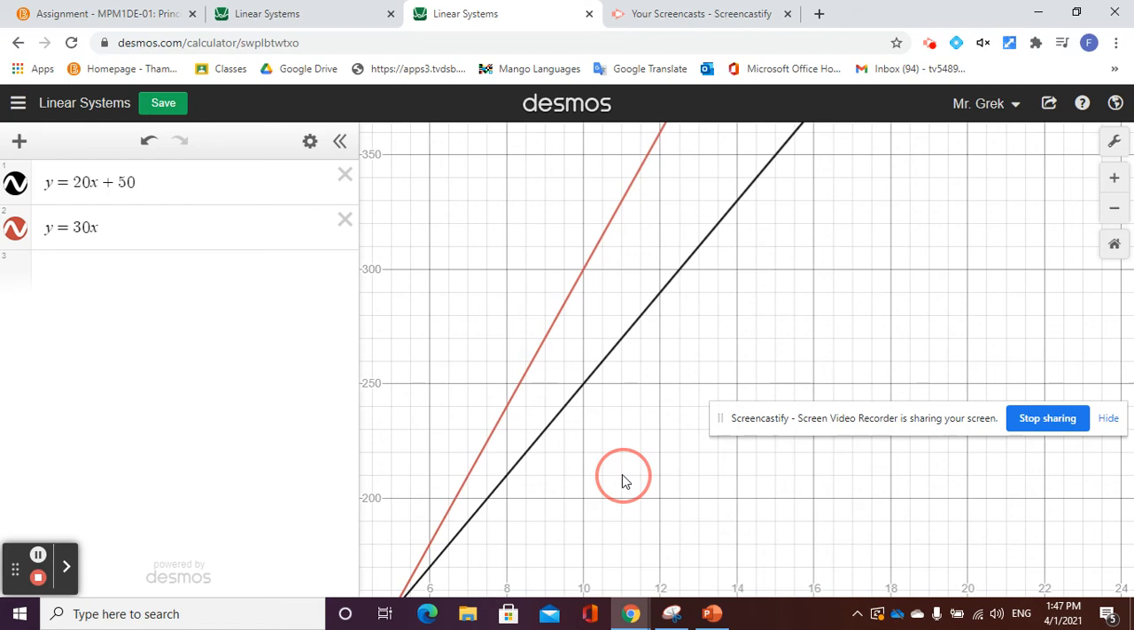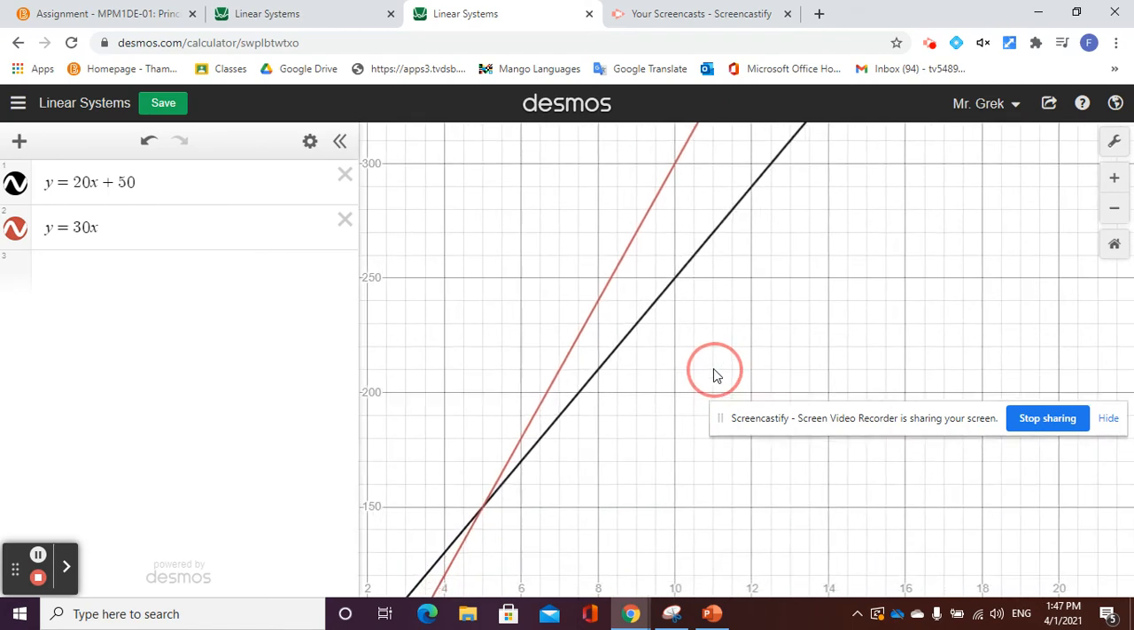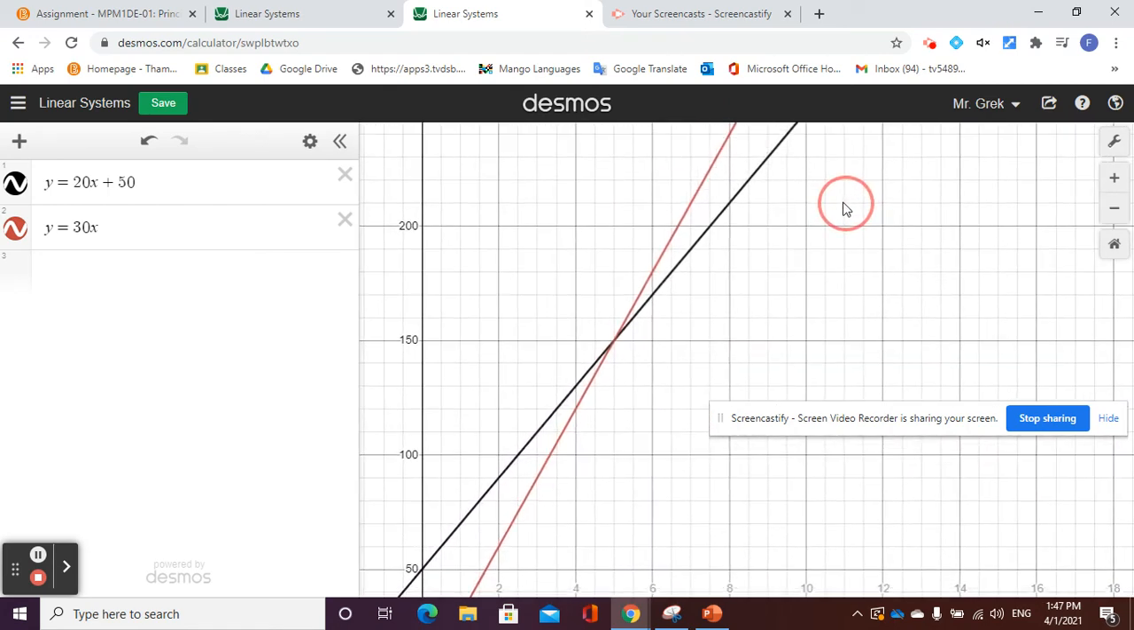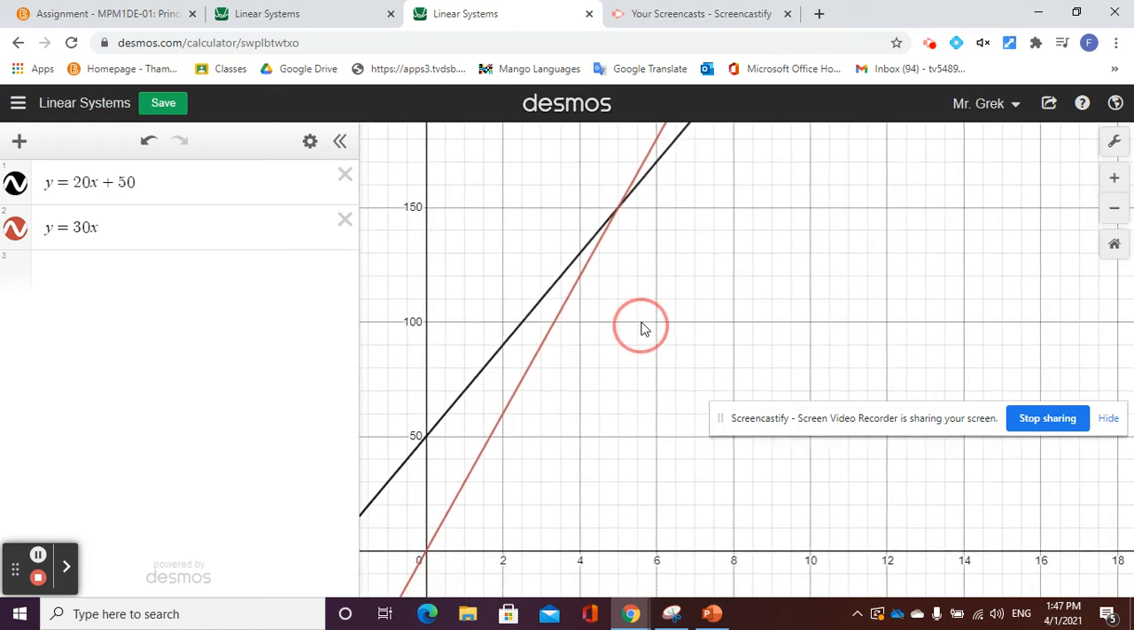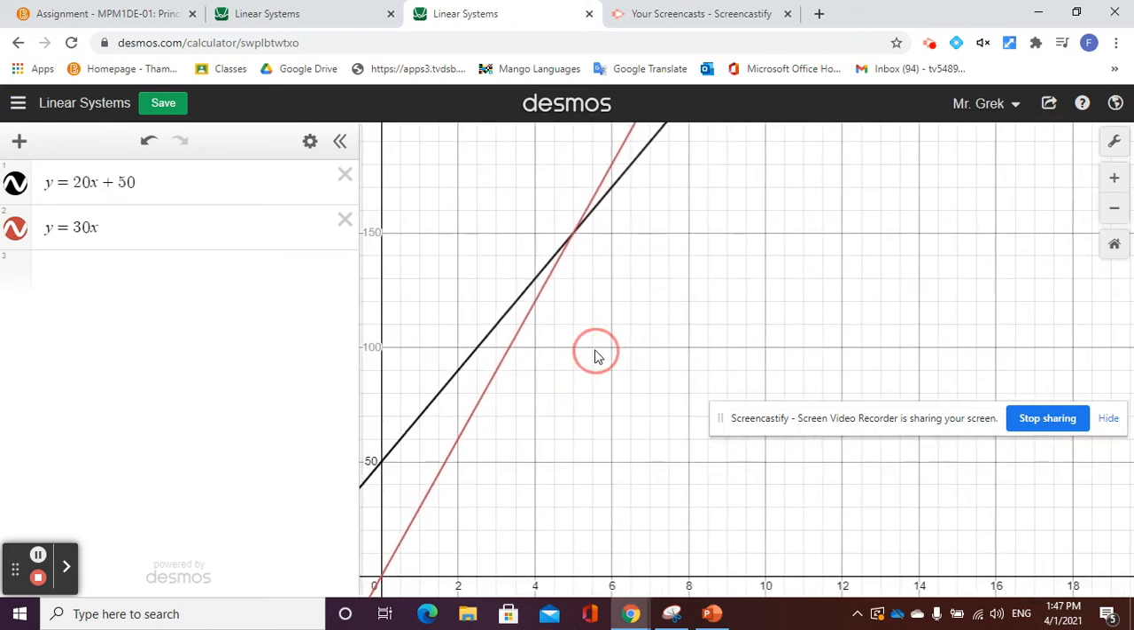So the rest of my life, the red gym is going to be more expensive if I belong to the gym for more than 5 months. So I can immediately see which option is better depending on how long I want to join the gym for, just from looking at this linear system.